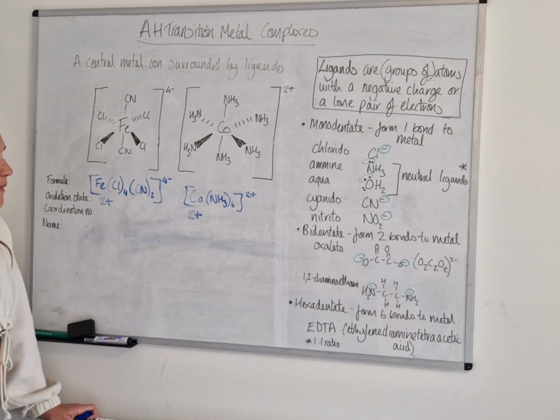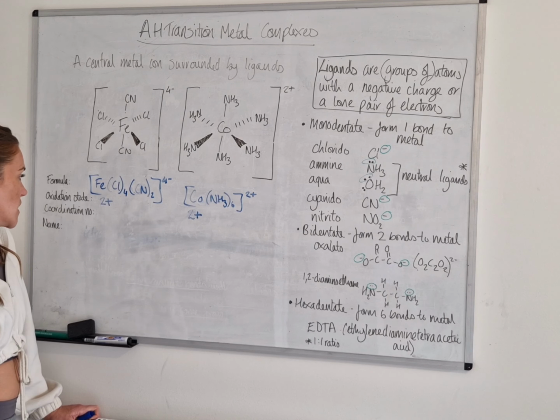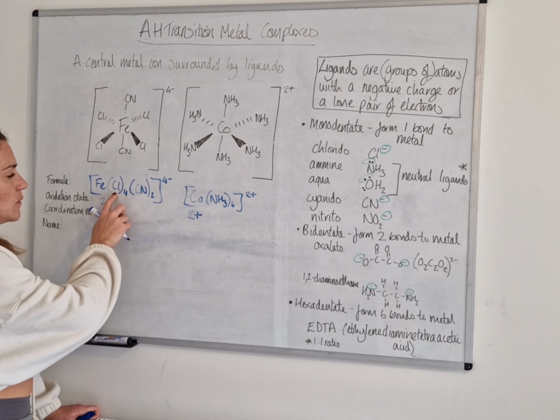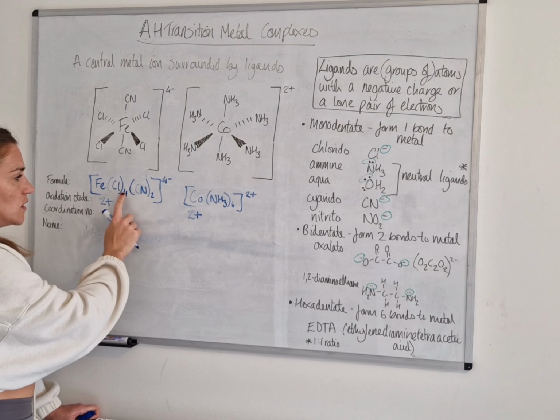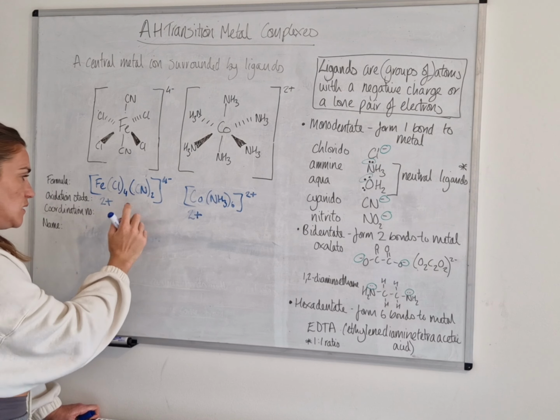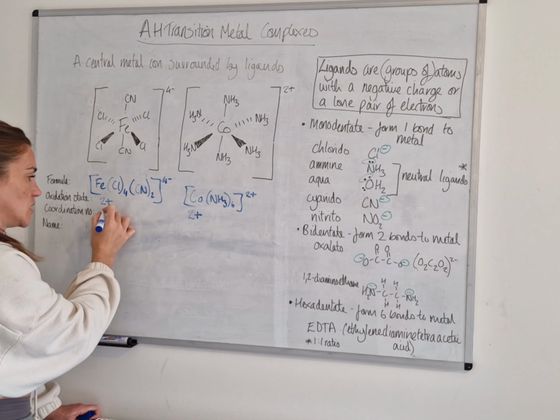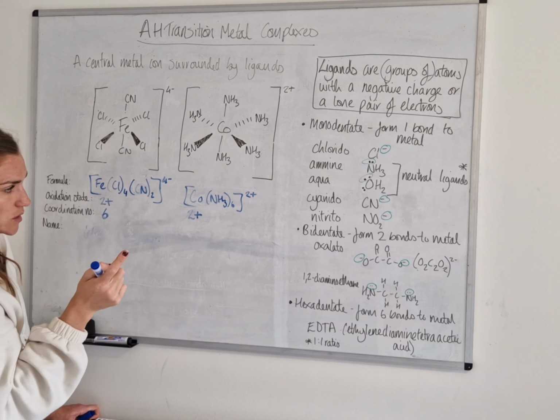The coordination number, we're looking at how many things are attached. So if we do it from the formula this time, we know that these are both monodentate ligands. So if there's 6 of those monodentate ligands, that would be coordination number 6, because each ligand makes 1 bond.